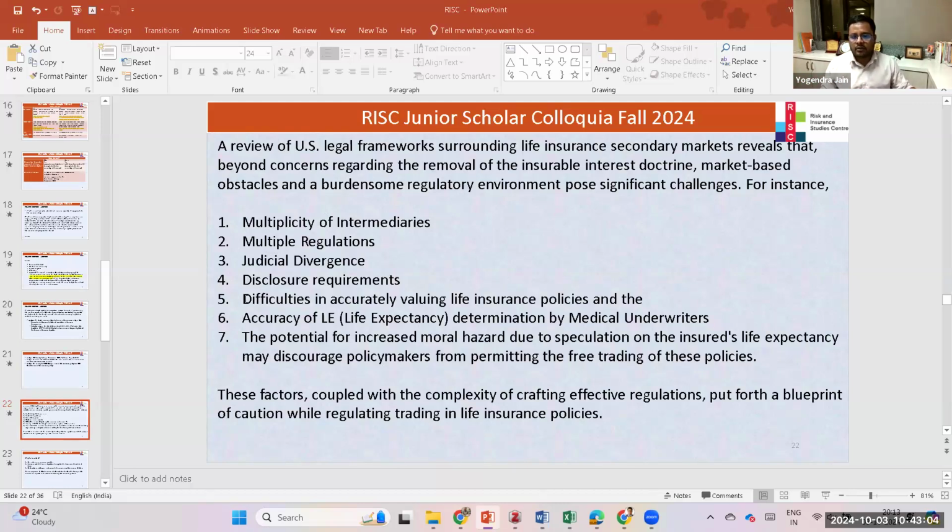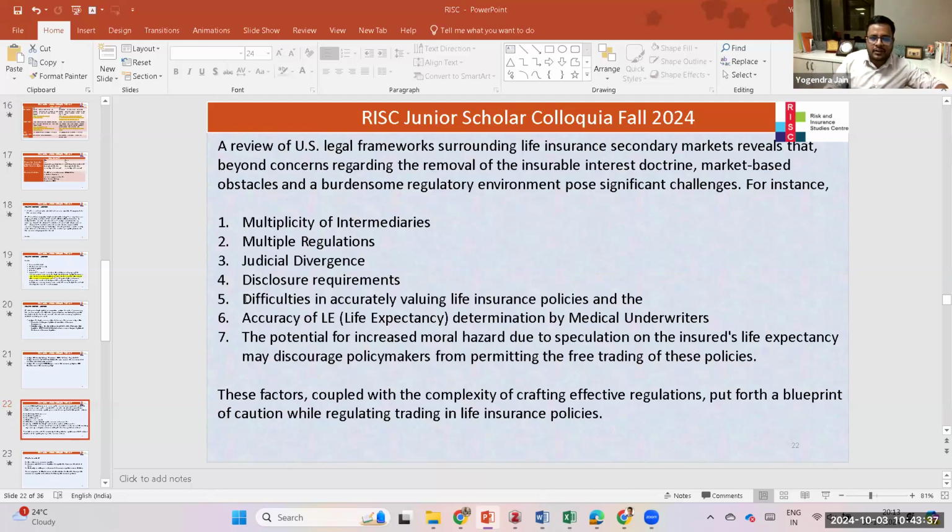For example, difficulty in accurately valuing policies. This is actually related to the regulation of intermediaries. Basically, if my age is 60, how much should I get out of the death claim? That's a big question. Perhaps finance researchers can tell me what should be done better. But still, we need to have a framework for it. If any finance person is interested, I would love to collaborate, because I am limited to law.